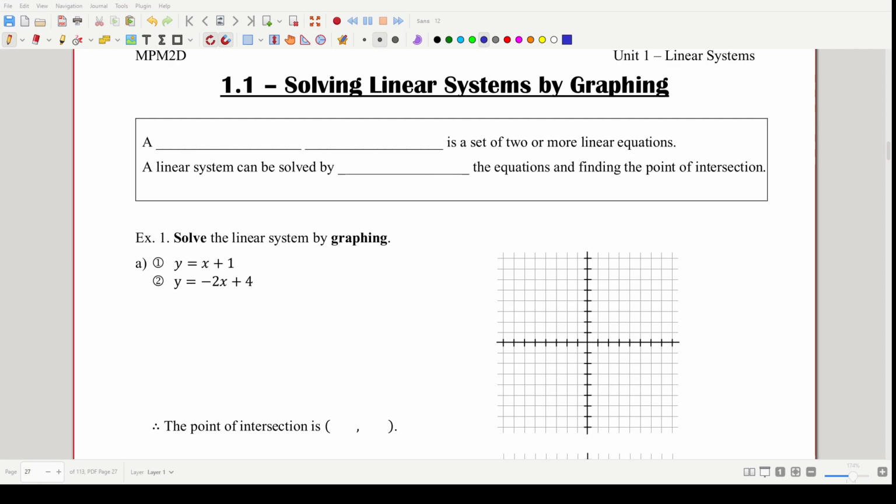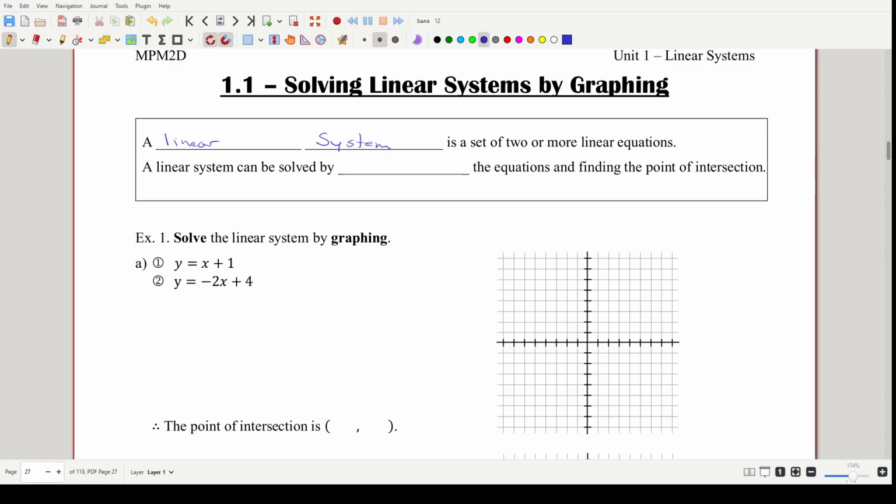So let's start talking about solutions here. Now, our goal for this lesson is we're going to use graphing to find the solution to a linear system. Well, what is a linear system, first of all? A linear system is a set of two or more linear equations.